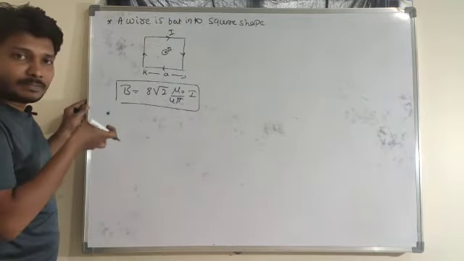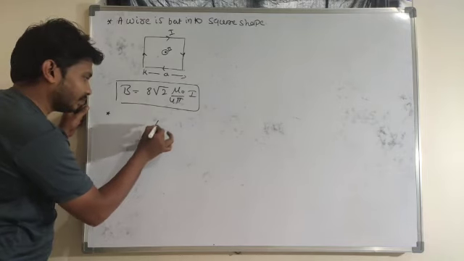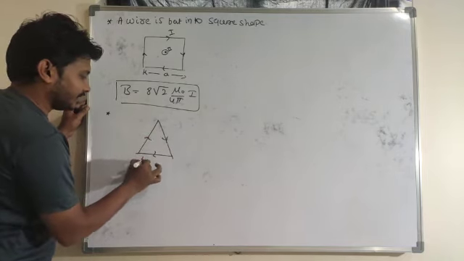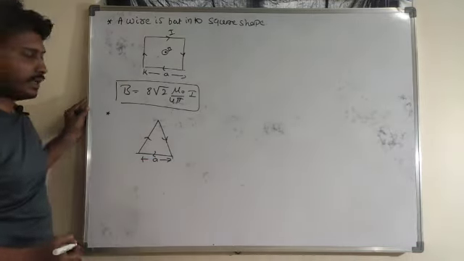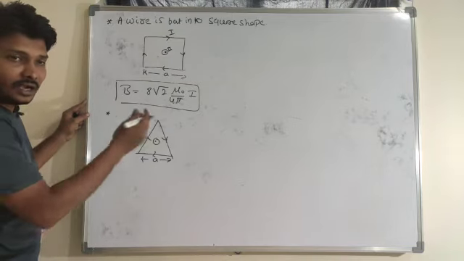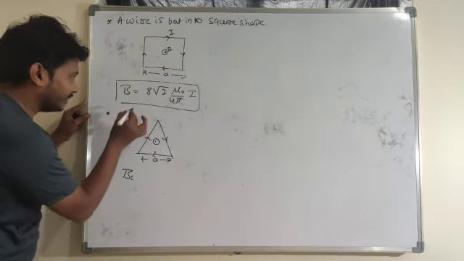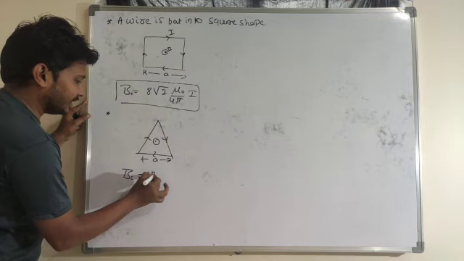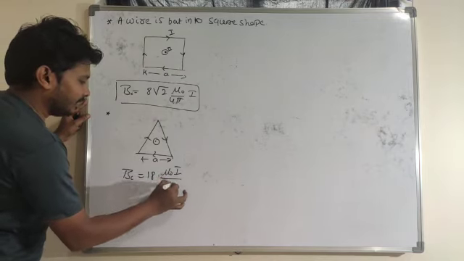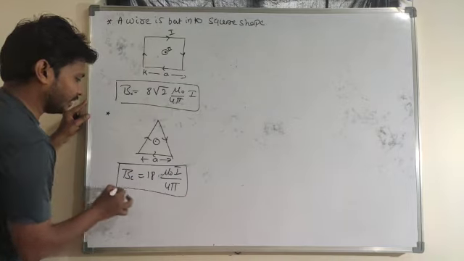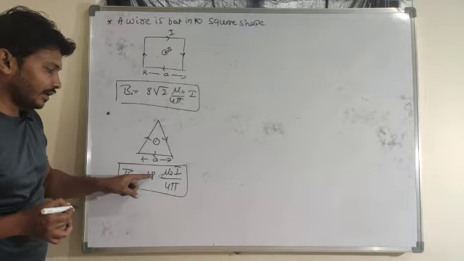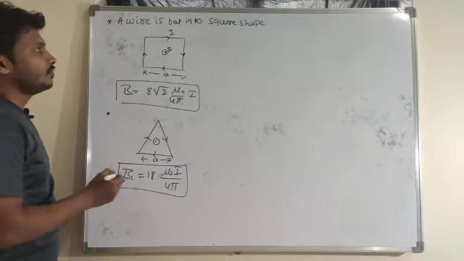Suppose the wire is bent into a triangular shape, like this, with current flowing in this fashion, and A is the side value. Then what is the magnetic field at the center of the triangle? The magnetic field at the center of the triangle is B of C is equal to 18 into mu naught I divided by 4 pi.